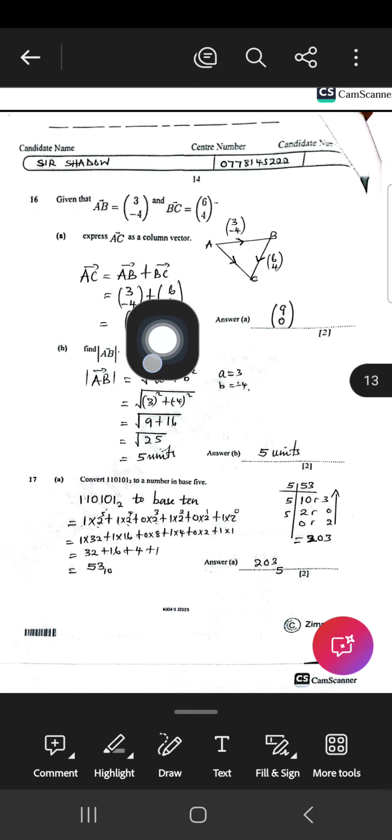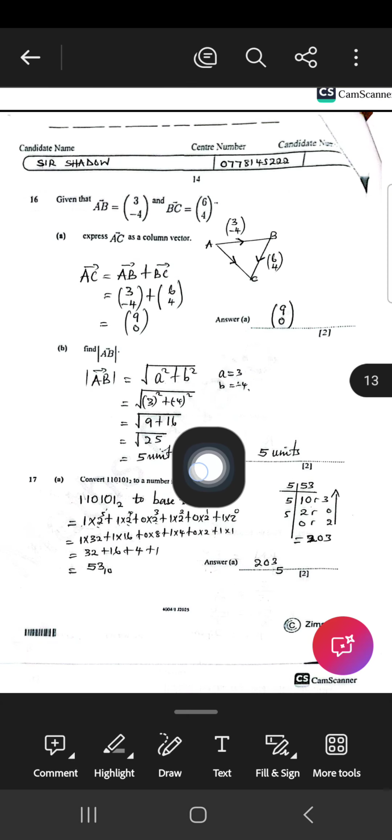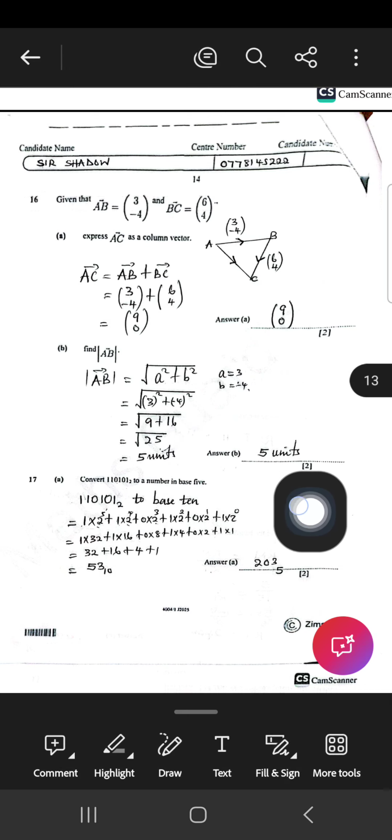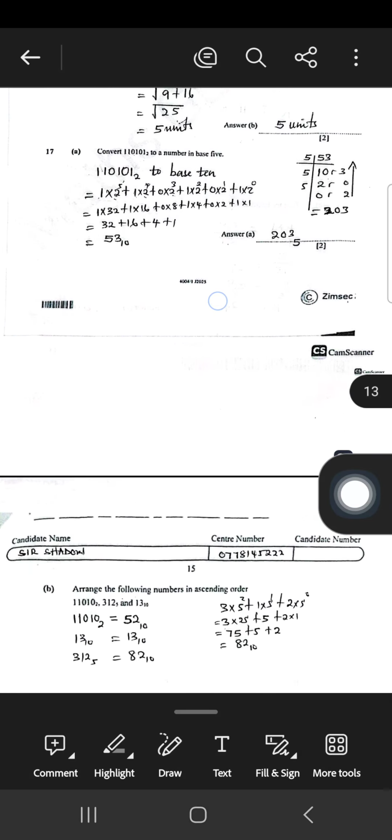Here is AB. You want to find the modulus. The modulus of AB is the square root of a squared plus b squared. This is equal to the square root of 3 squared plus minus 4 squared. This gives us the square root of 9 plus 16, which is the square root of 25, which is 5 units. So the solution is 5 units.